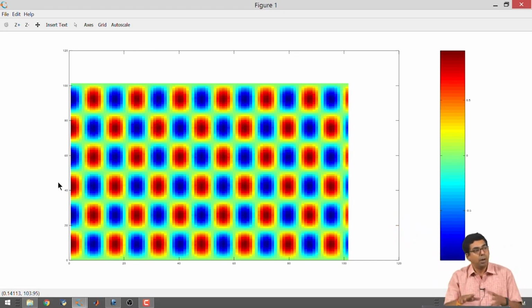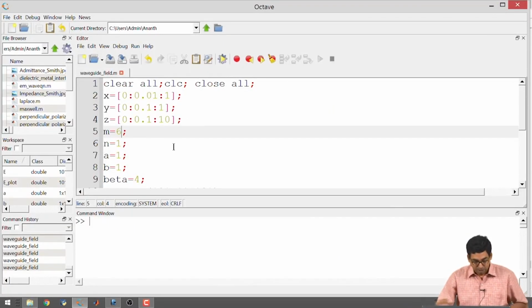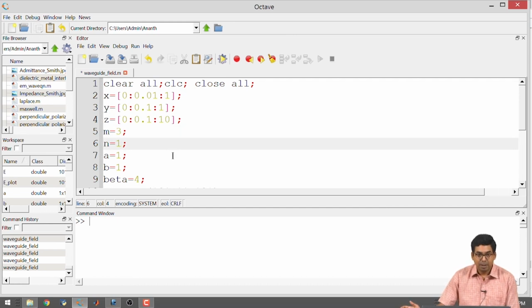So, there is no end to visualizing anything over here, right. One of the things that we want to now do is go back to m equal to 3. I want to play with n. Now, n equal to 1 corresponded to a single spot in the vertical direction, and you have taken only the slice in the middle.